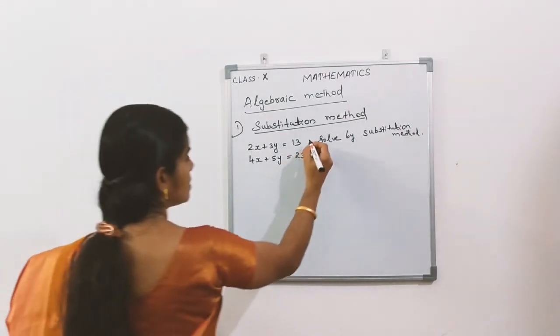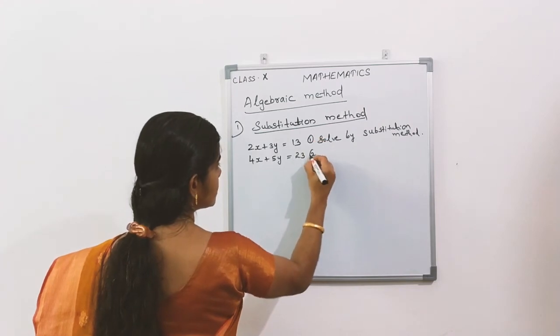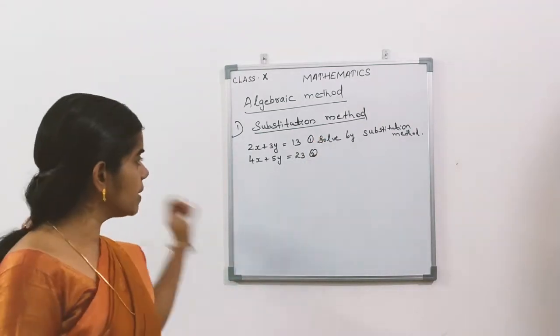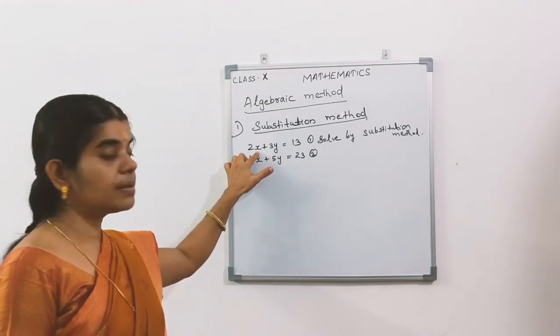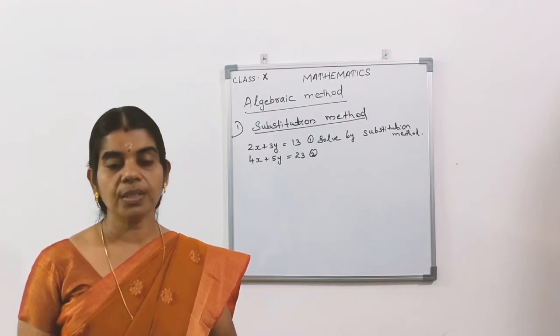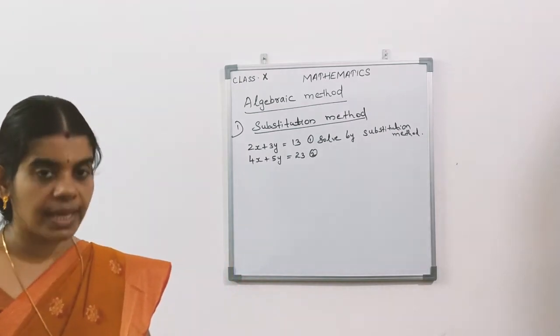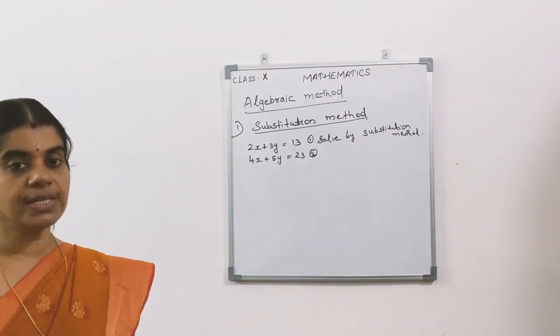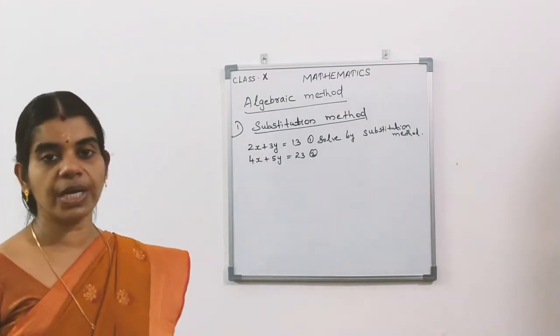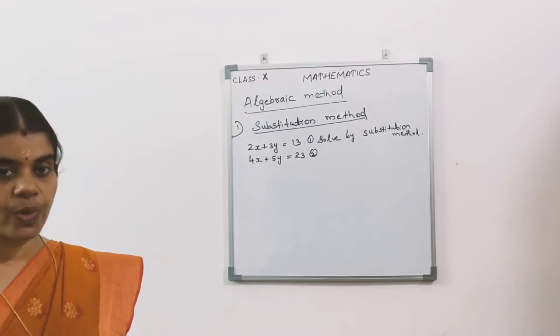First I am giving this as the equation number 1, this I am giving equation number 2. First we will find out the value of x in terms of y or y in terms of x, and we will substitute that in the next equation. Then we will find out the value of x or y like that.